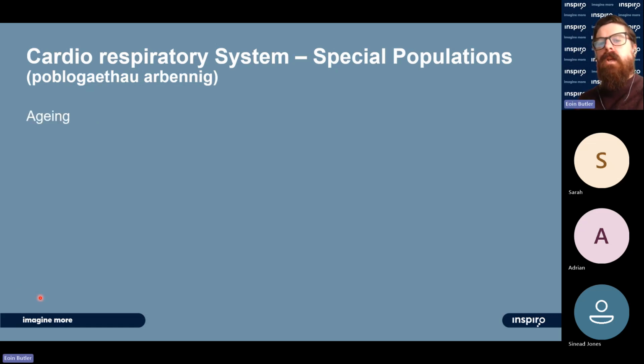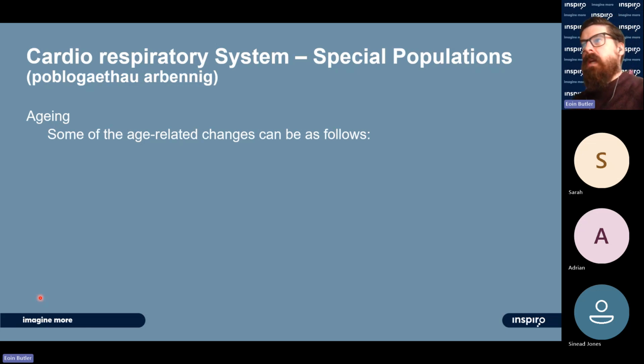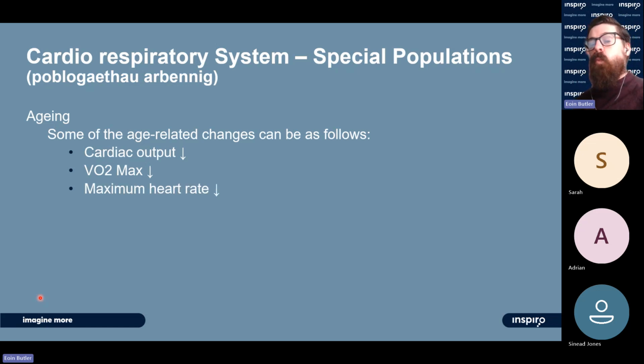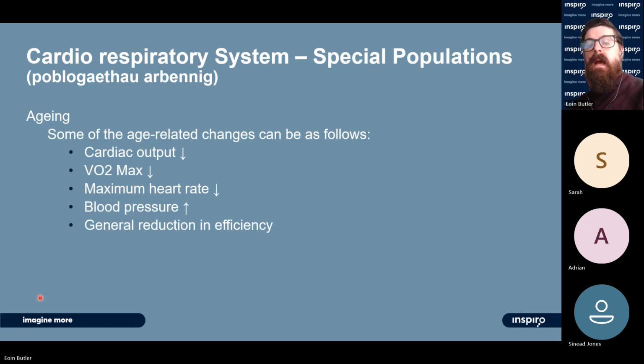For our aging population, some of the age-related changes can be as follows. Cardiac output can decrease, the amount of blood pumped per minute. VO2 max can decrease, that's the volume of oxygen uptake, so the amount of oxygen taken in. Maximum heart rate will decrease because it's age-related. Blood pressure can increase, and there is a general reduction in the efficiency of the cardiorespiratory system.